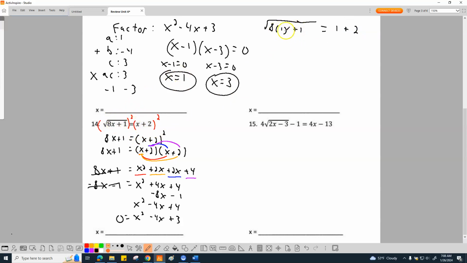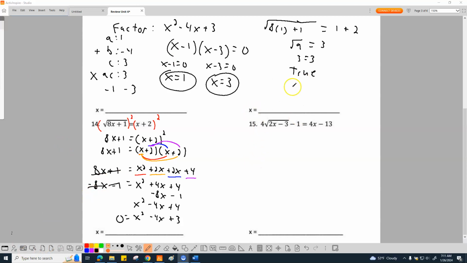So 8 times 1 is 8, plus 1 is 9. So the square root of 9 equal to 1 plus 2, which is 3. Square root of 9 is 3. Is this true? It is. This is true. So that means this is a correct answer. It is not extraneous.